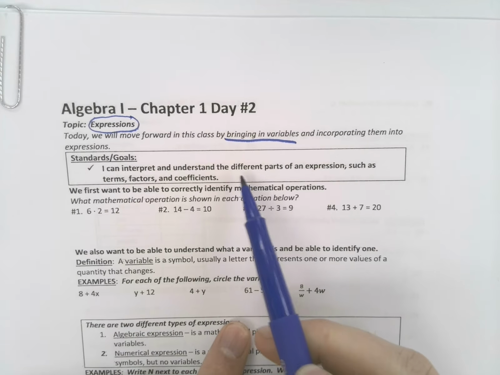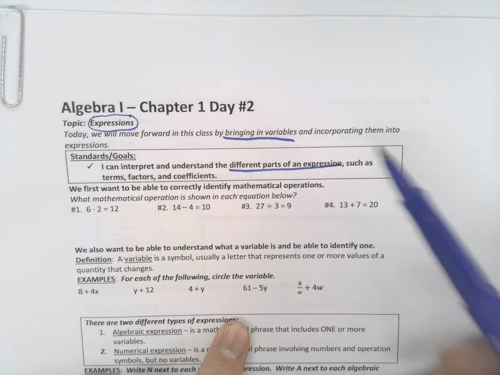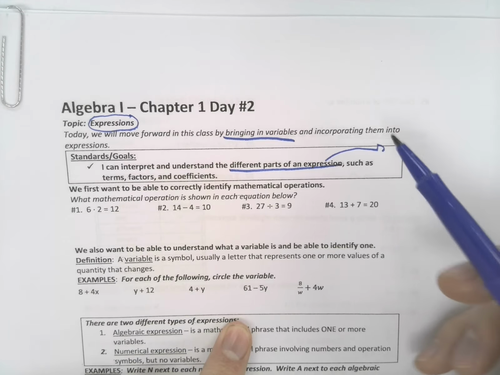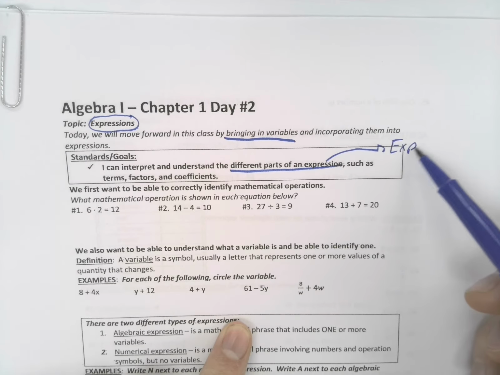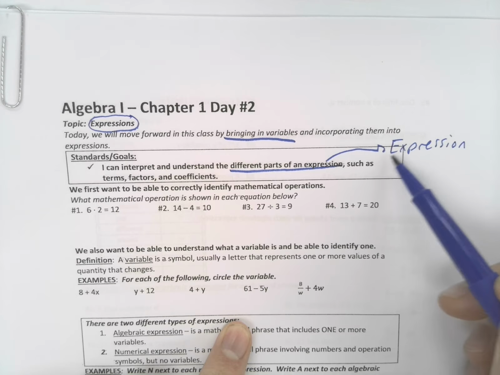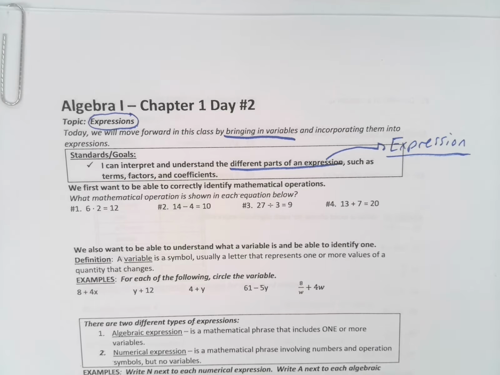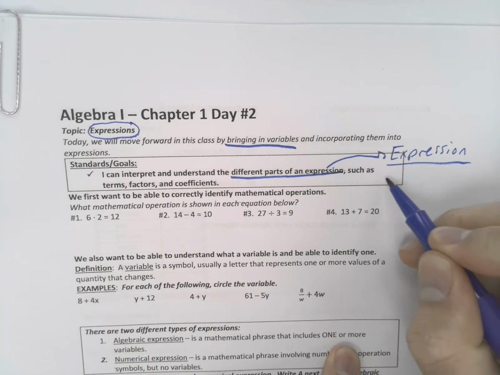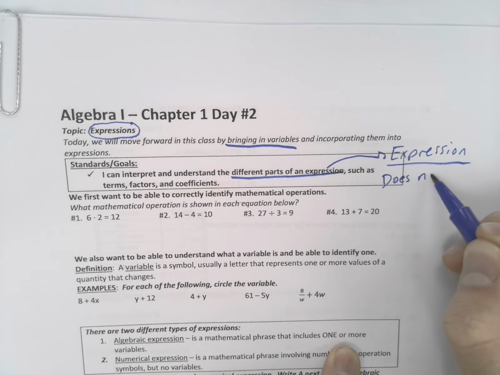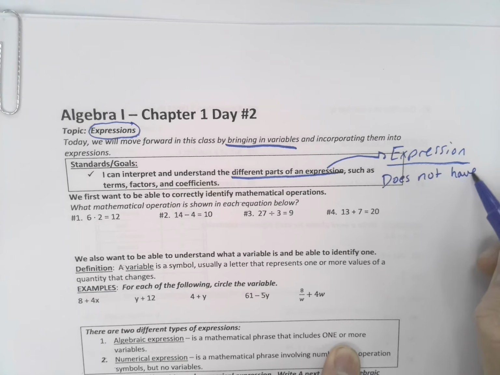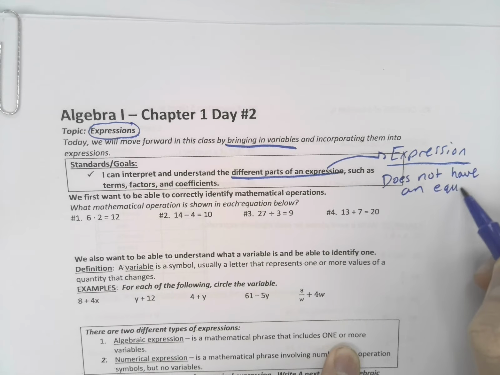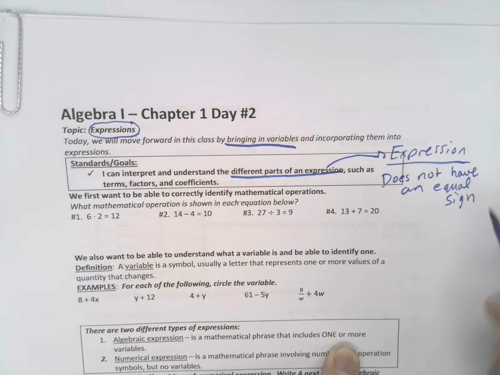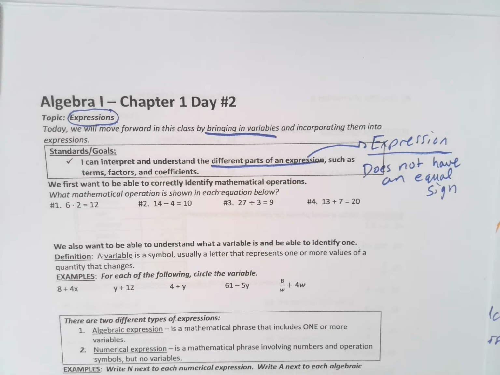Okay, so first thing, different parts of an expression. Let's talk for a second. What is an expression? What's the difference between an expression and an equation? Hopefully you got that right. An expression does not have an equal sign. It is as simple as that. An expression doesn't have an equal sign.